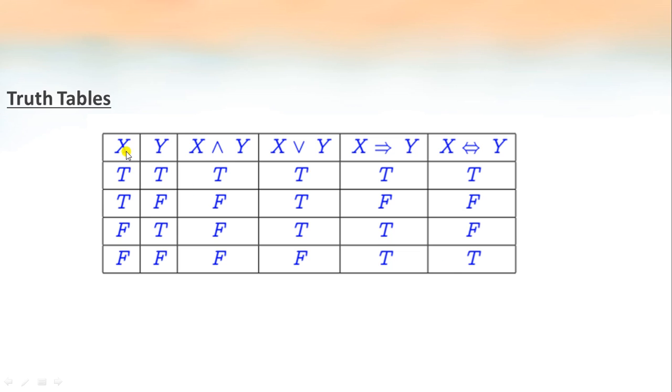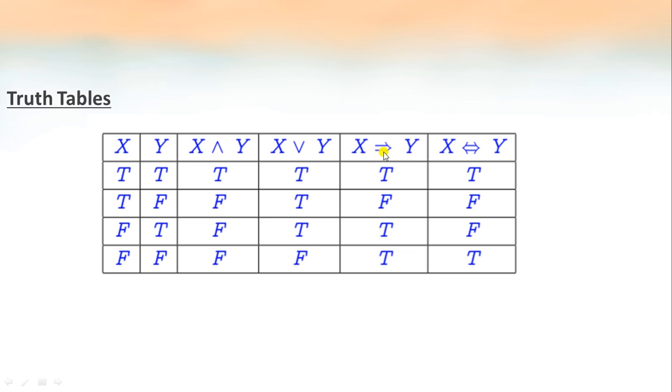Consider this truth table. X and Y are two propositions and it has a combination of values like true and true, true and false, false and true, false and false. So the conjunction operation, that is AND operation, will provide true only if both the propositions are true, else it will be false. And in the disjunction, that is OR operation, it will be true if either of the propositions is true, and will be false only if both the propositions are false.